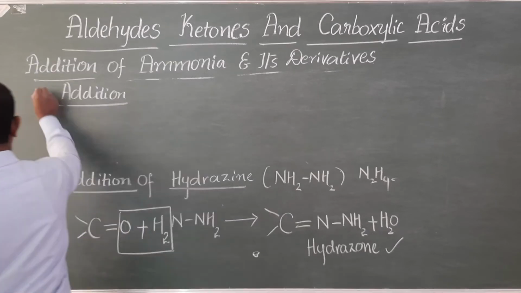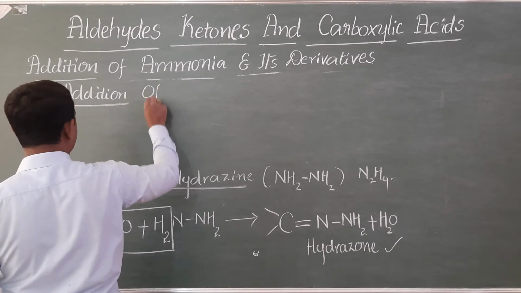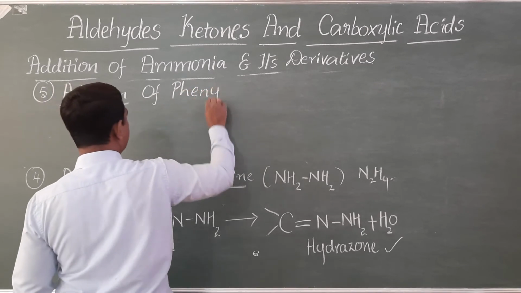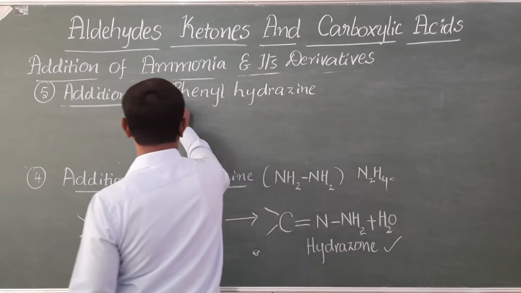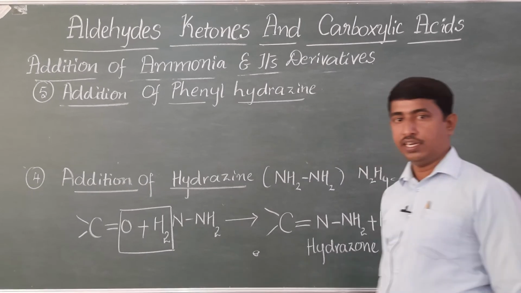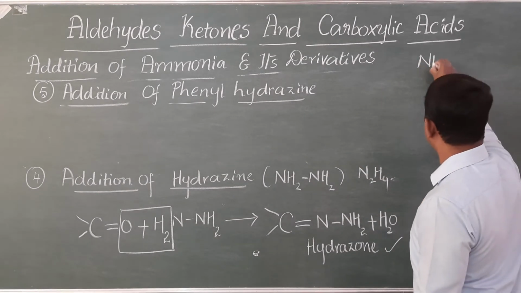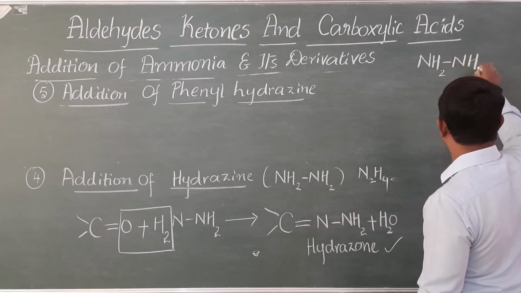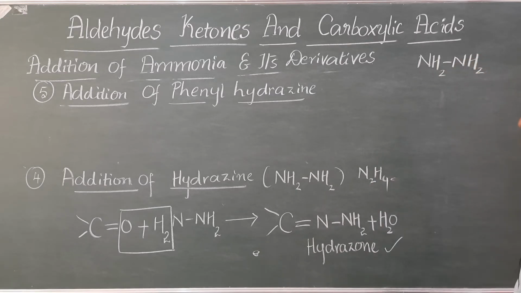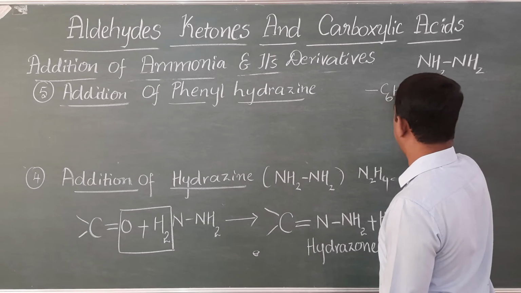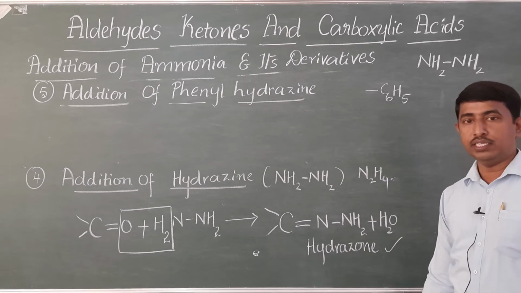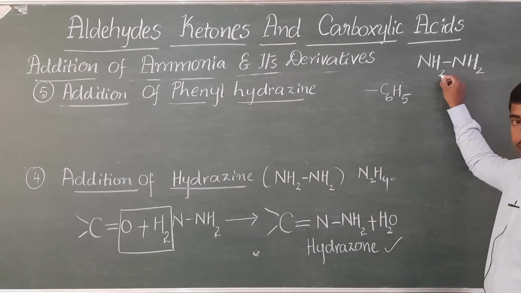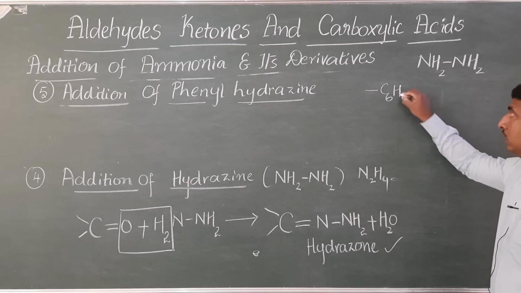Next, fifth one. Addition of phenylhydrazine. Addition of what? Phenylhydrazine. Formula of hydrazine is NH2NH2. Phenylhydrazine. Formula of phenyl group: phenyl means C6H5. This group is called phenyl group. Let us replace one of the hydrogens by C6H5.